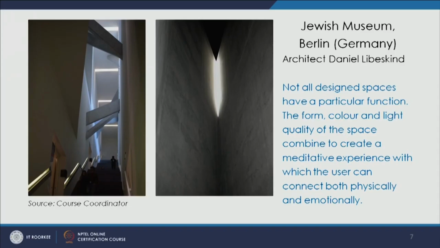This is one example of the Jewish Museum in Berlin. This has been designed by a very famous architect, Daniel Libeskind. So, if we see these pictures over here, there is this staircase leading to a gallery this side, and this is another hall over there which allows the light to come inside and creates a very meditative environment. So these pictures are very simple ones, but they talk a lot about the space.